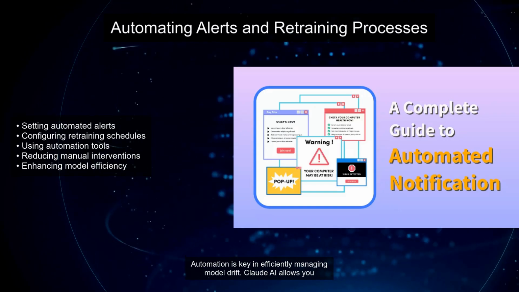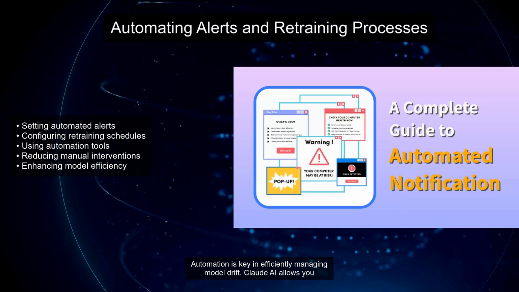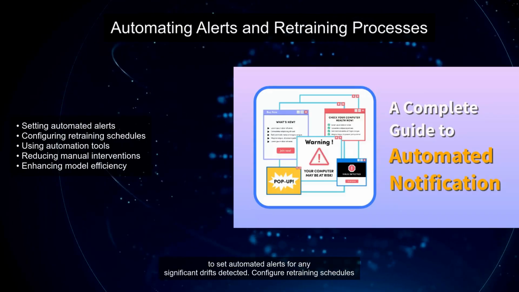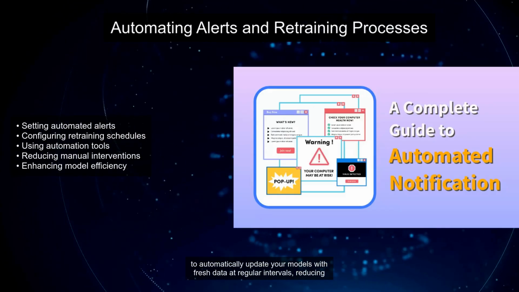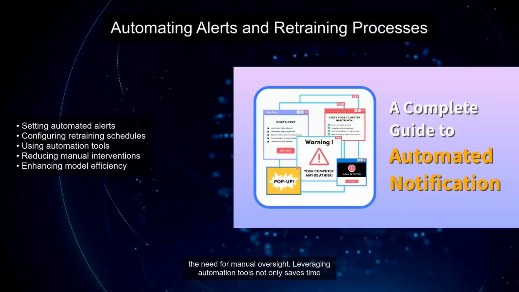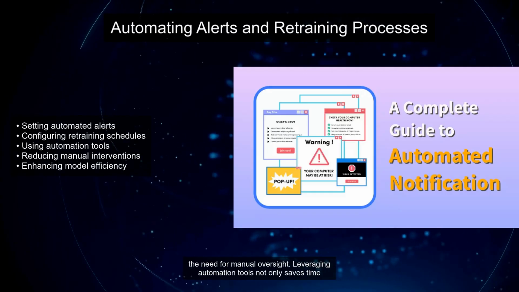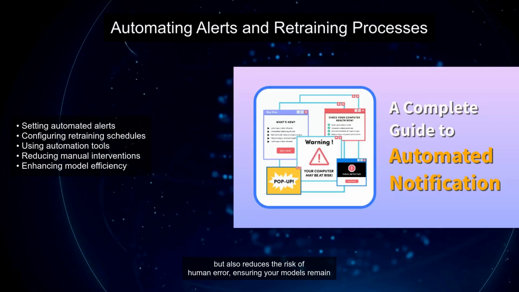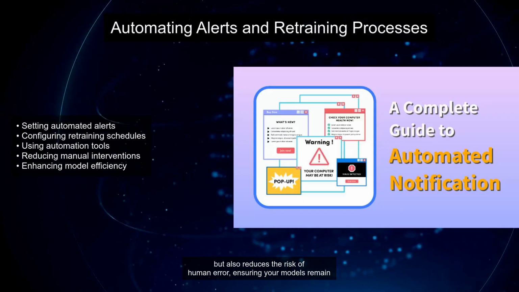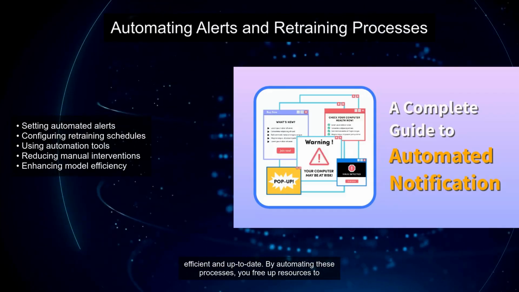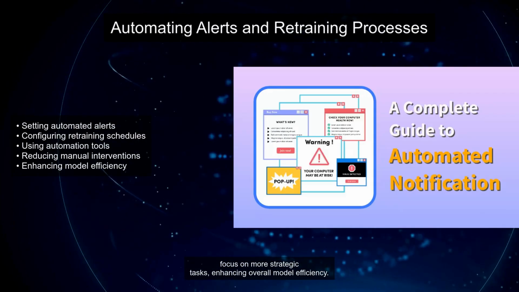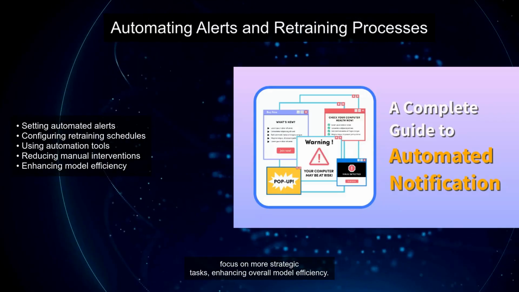Automation is key in efficiently managing model drift. Claude AI allows you to set automated alerts for any significant drifts detected. Configure retraining schedules to automatically update your models with fresh data at regular intervals, reducing the need for manual oversight. Leveraging automation tools not only saves time but also reduces the risk of human error, ensuring your models remain efficient and up-to-date. By automating these processes, you free up resources to focus on more strategic tasks, enhancing overall model efficiency.